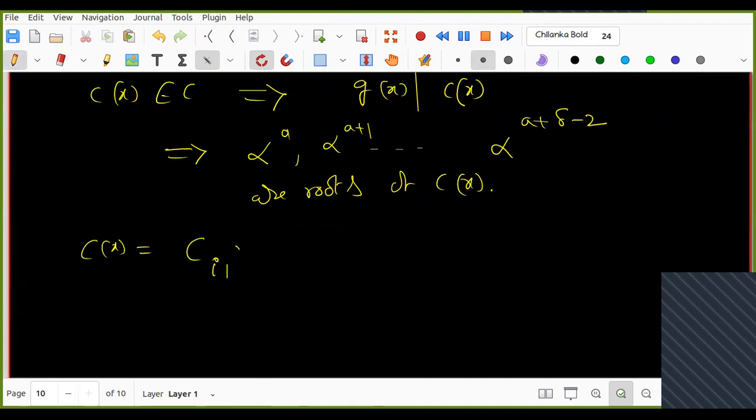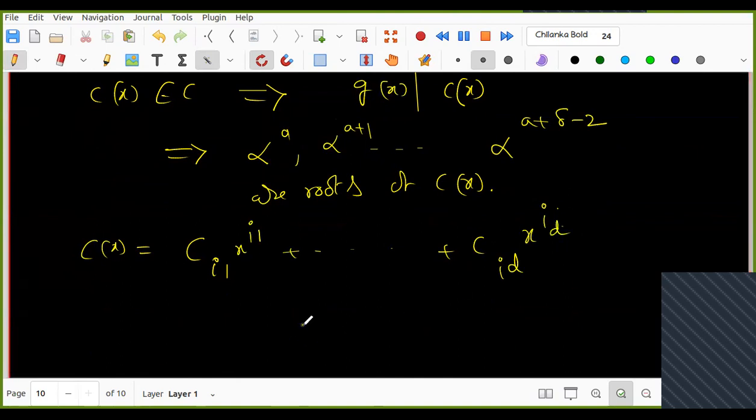C_{i1} x^{i1} plus C_{i2} x^{i2} and so on, up to C_{id} x^{id}. So it is like this, right? So the polynomial is going to be like this, correct?